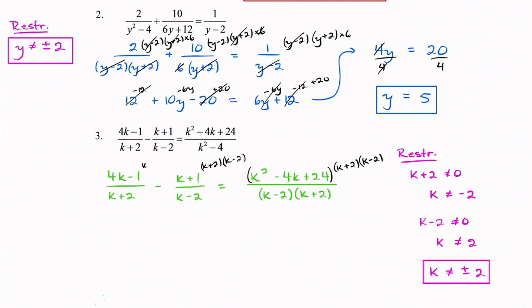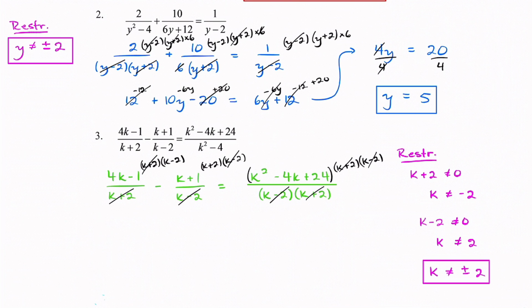And then same thing for the last one, k plus 2 and k minus 2. So now that we have all that, let's do our canceling. So this k plus 2 can cancel with that, k minus 2. In the middle, k minus 2 and k minus 2. And then on the left, we got a k plus 2 and a k plus 2.